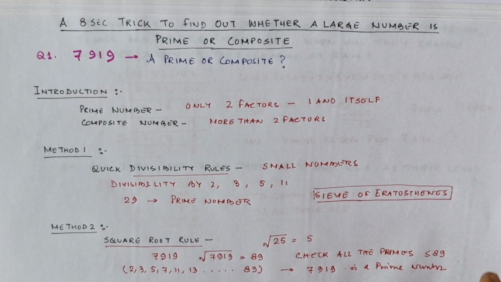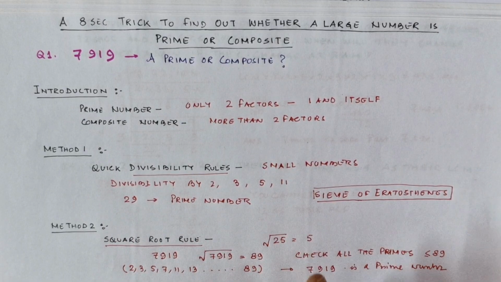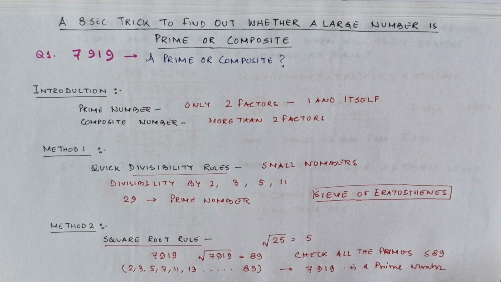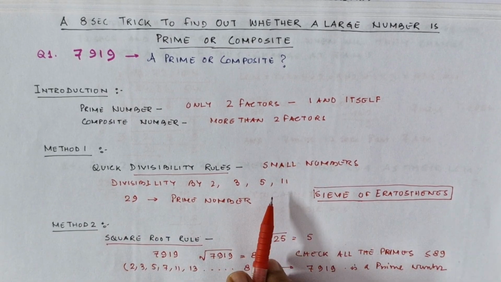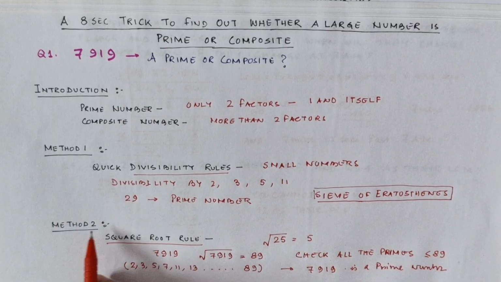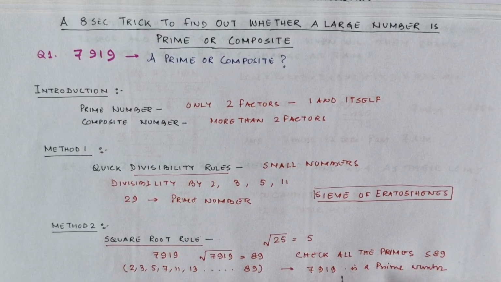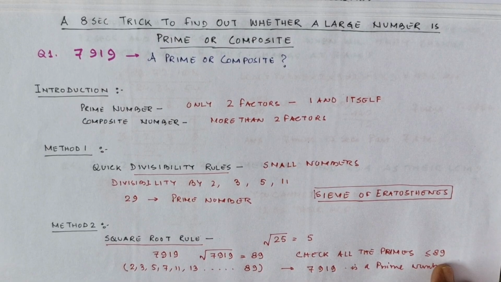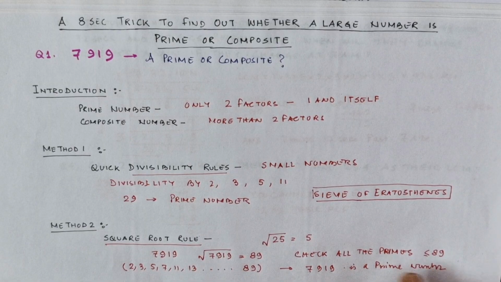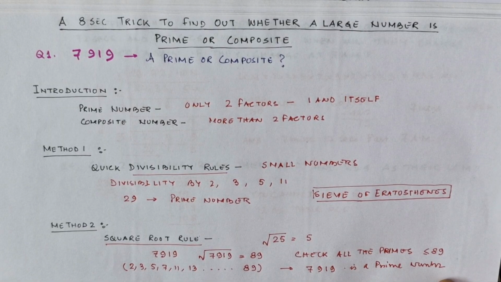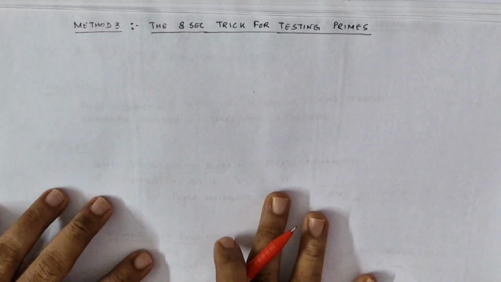Got it? Now, what have we seen? We have seen a few tests, depending on whether the number is small or a little big. The first one is quick divisibility rules for very small numbers, and the Sieve of Eratosthenes. In method 2, we saw the square root rule: find the square root and check all the primes till the square root number. If the number is not divisible by any of the primes till the square root number, we can say that it is a prime number. Now let's come to the main point, the main aspect.